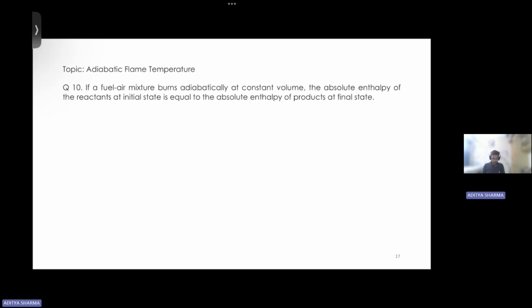So if a fuel-air mixture burns adiabatically at constant volume, the absolute enthalpy of the reactants at initial state is equal to the absolute enthalpy of products at final state. So whether this is the correct statement or not. The answer is obviously B, but why B?